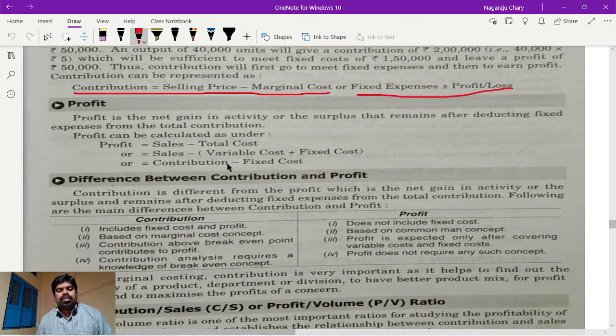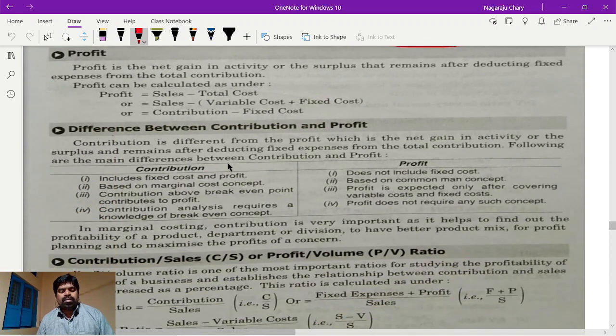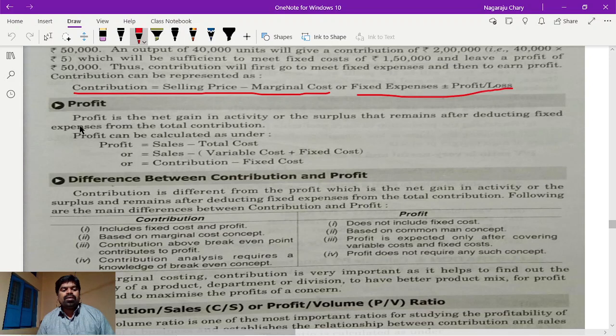So, the difference between selling price and variable cost. And how do we get profit? Profit is a net gain in activity, or the surplus that remains after deducting fixed expenses from the total contribution. So profit is equal to sales minus total cost: sales minus variable cost plus fixed cost, or contribution minus fixed cost. In this way we can find profit.